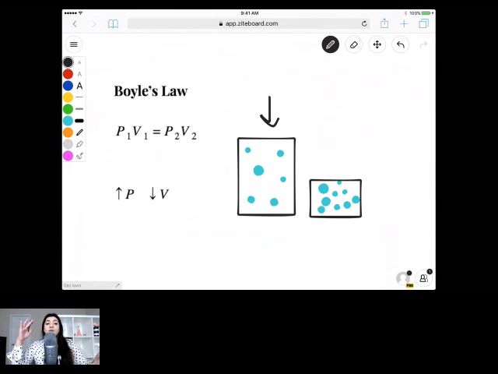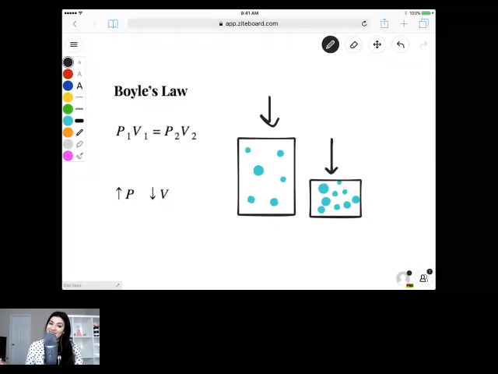If I were to shrink that volume and really start to compress it down, then there's going to be more pressure, because the gas particles have nowhere else to go but towards each other. That's what adds that extra pressure. So that's what we're talking about: when we increase the pressure, we decrease the volume. All right, so this is Boyle's law, where P1 times V1 is equal to P2 times V2.